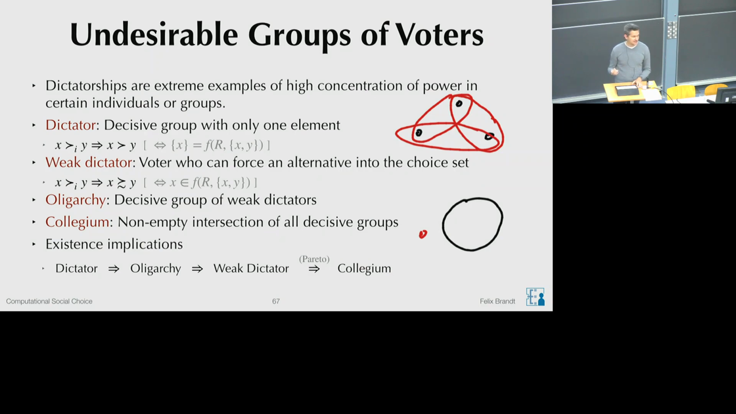So that almost proves this implication here, but I say almost because it's not clear whether a decisive set has to exist in the first place. So there are some functions where there is no decisive set at all, and then you can have a weak dictator, but no collegium, because there are no decisive sets at all. And that's why we here assume Pareto. So if you assume Pareto optimality on top, then the set of all voters is decisive, so you definitely have a decisive set, and whenever there is a decisive set, then this implication here holds.